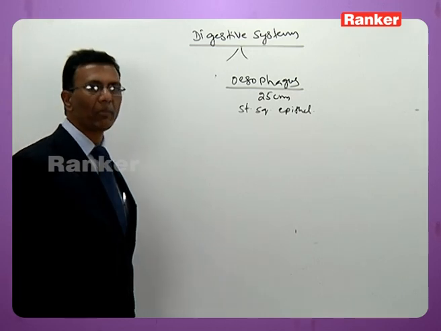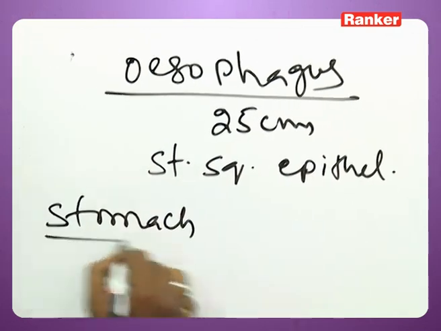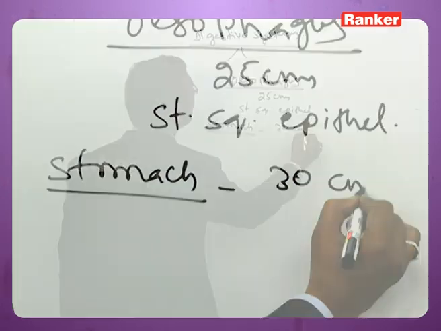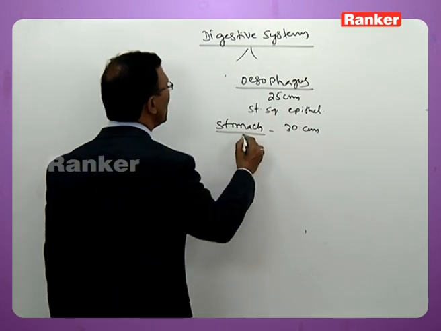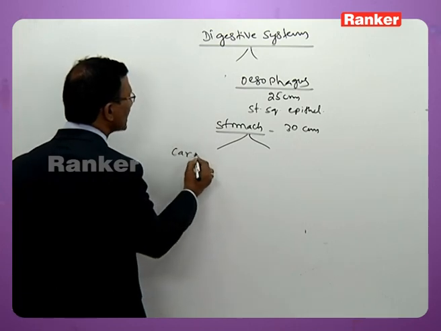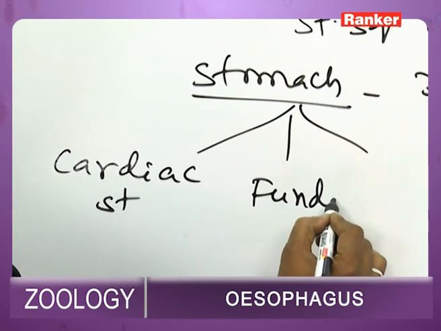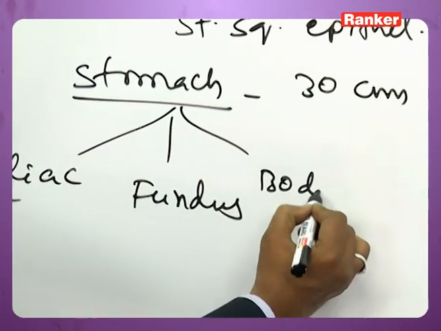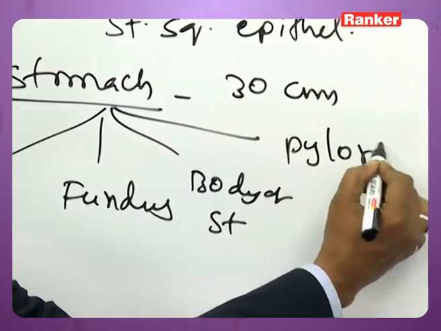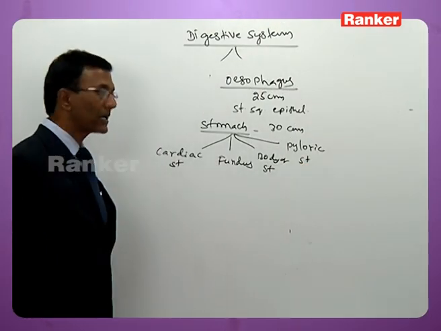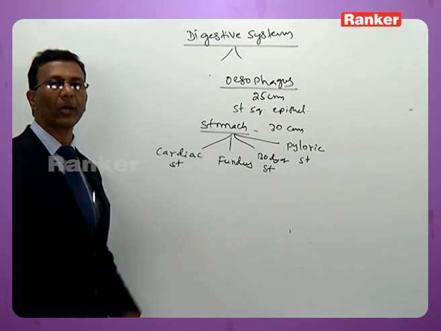Now the esophagus is followed by the stomach. The stomach in human beings is about 30 centimeters long. Now the stomach is divisible into number 1, cardiac stomach, number 2, fundic stomach, number 3, body of stomach, number 4, pyloric stomach. It is divisible into 4 parts. What are they? Cardiac stomach, fundic stomach, body of stomach and pyloric stomach.